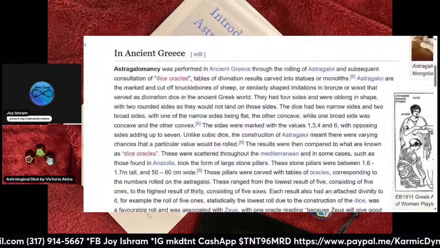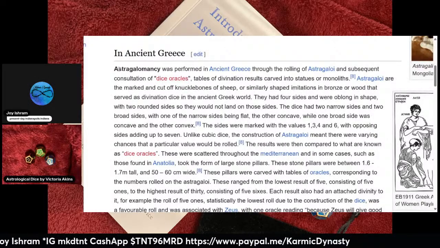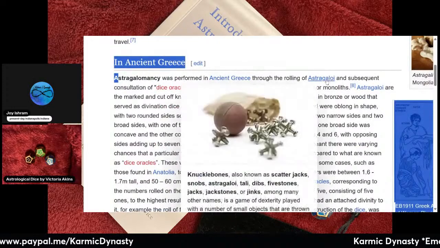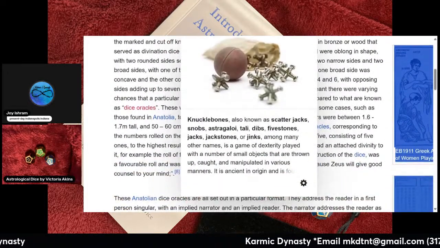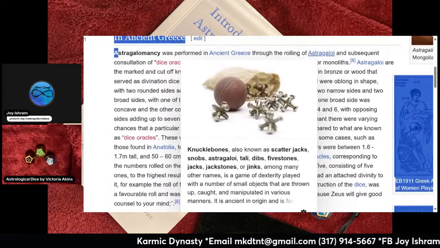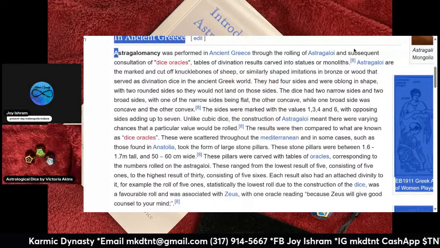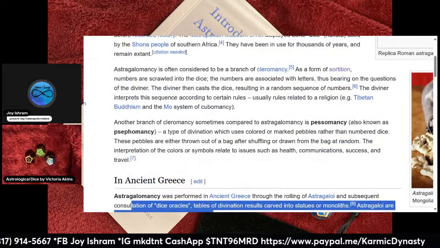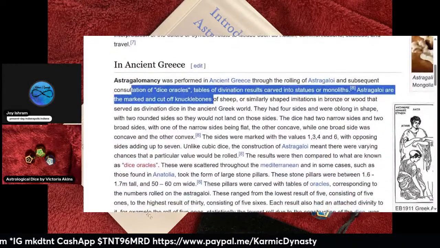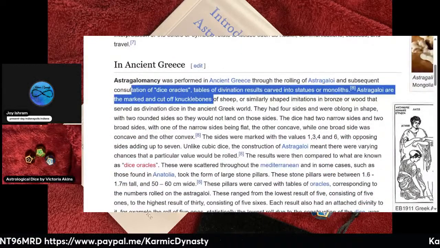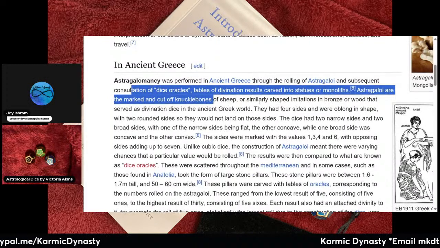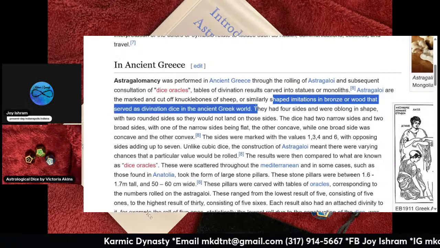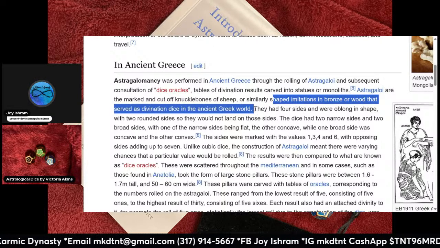So that's the astragalomancy used to perform in ancient Greece through the rolling of the astragali here, like in playing jacks. These are examples. And subsequent constellation of dice oracles. Tables of divination results carved into statues or monoliths. They are marked and cut off knuckle bones of sheep or similarly shaped imitations in bronze or wood that served as divination dice in the ancient Greek world.